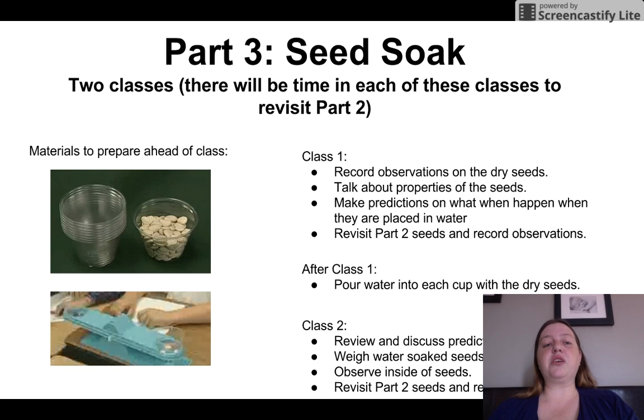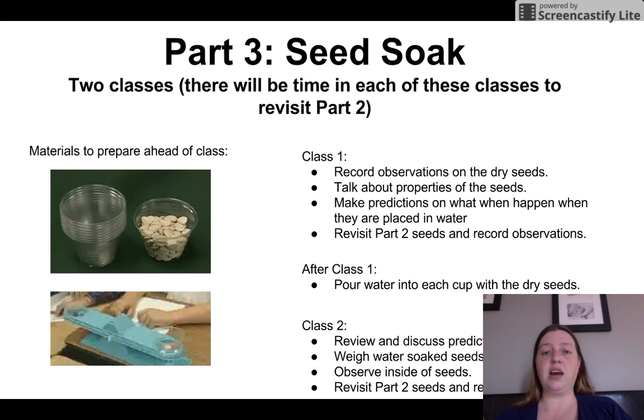After class 1, you're going to want to pour some water into the dry seed cup. Make sure you label each table because not all the seeds weigh the same. So you want each table, each group's seeds labeled. I have 5 tables, so I'll just label table 1, 2, 3, 4, 5 on the cups, pour water in, drain the water out at the beginning of the second class.